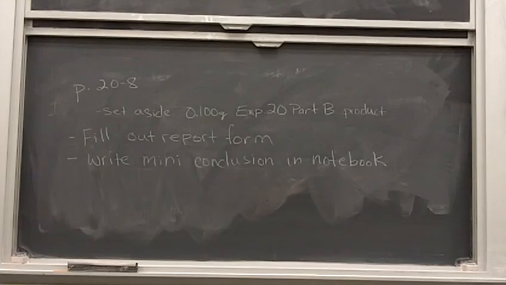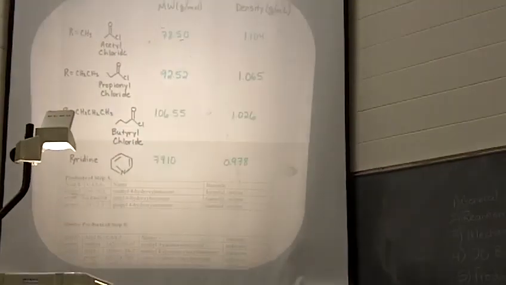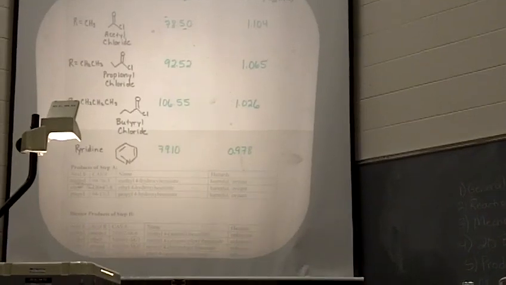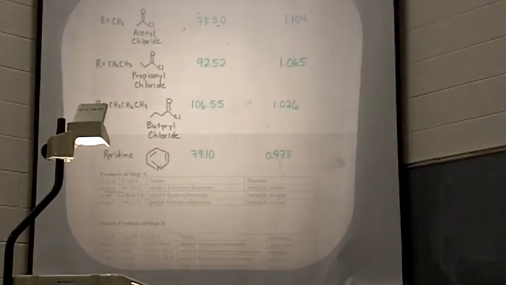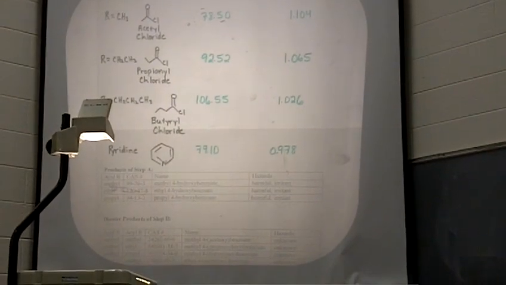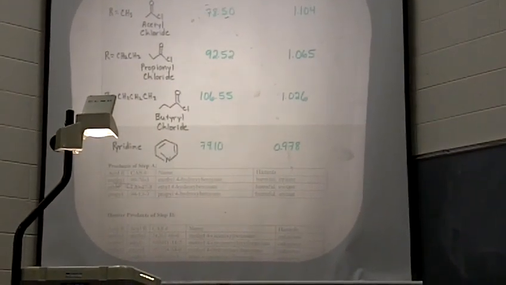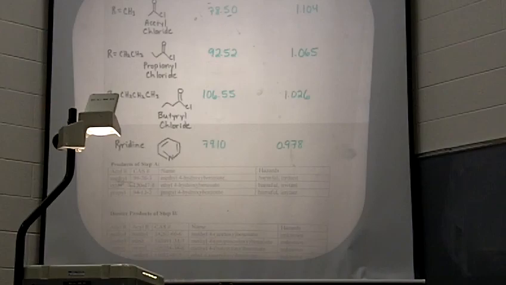Yes? So just to clarify, the mini conclusion, you just kind of handwrite it? Yeah. You can check with your lab prof, but most of us are just going to have you handwrite it. It's just going to be a paragraph or two. And basically, you're just going to put a basic analysis on your IR and NMR data.